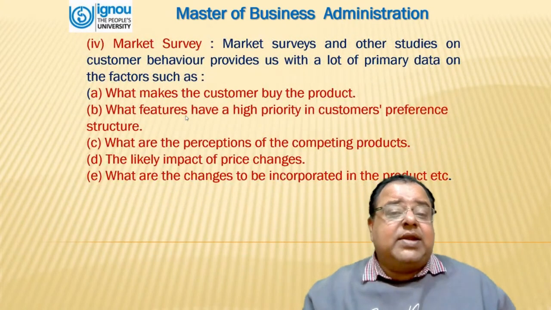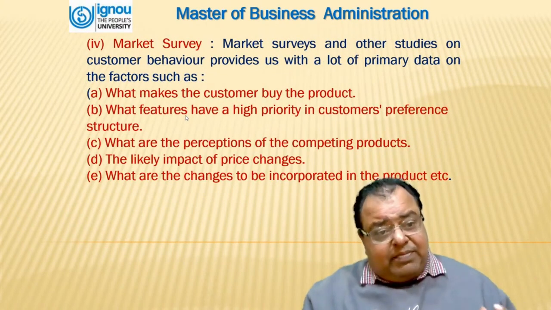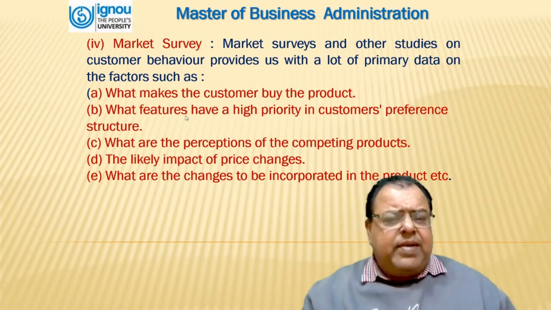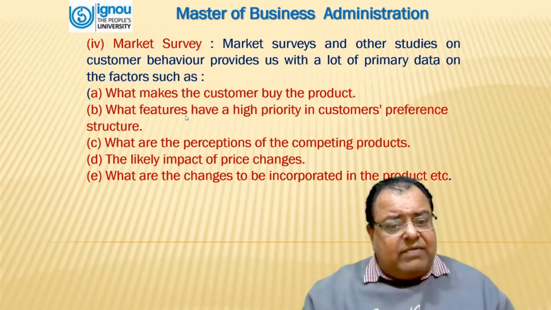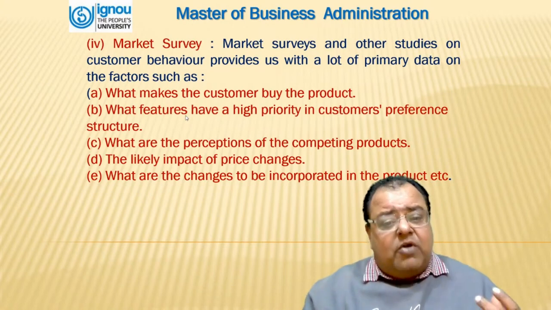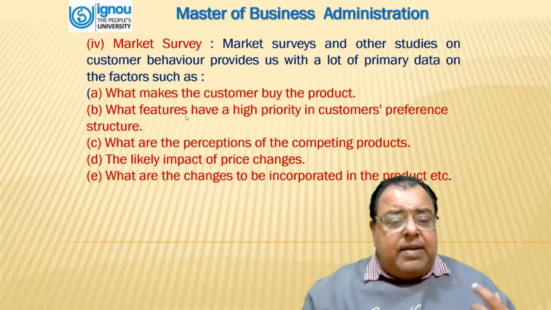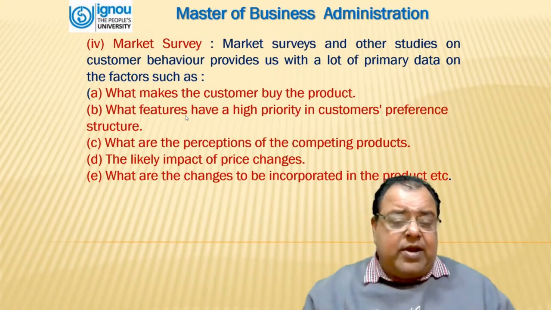Other method is market survey. Market surveys and other studies on consumer behavior provide us a lot of primary data on factors such as what makes the customer buy the product, what features have a high priority in customers' preference structure, what are the perceptions of the competing products, the likely impact of price changes, what are the changes to be incorporated in the product, etc.